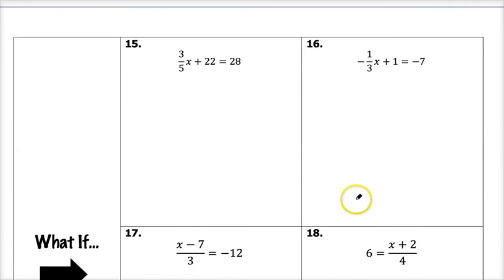Okay, I would like you to pause the video now and try 15 and 16 on your own. Remember what we said about fraction coefficients earlier on the front side of your notes. If you need to look back at those examples, do that. Try 15 and 16, and then once you have answers and have checked, click play to see if you're correct.